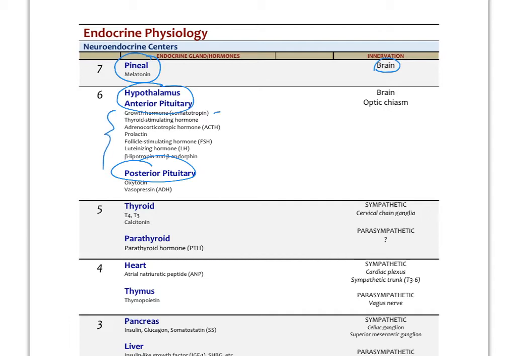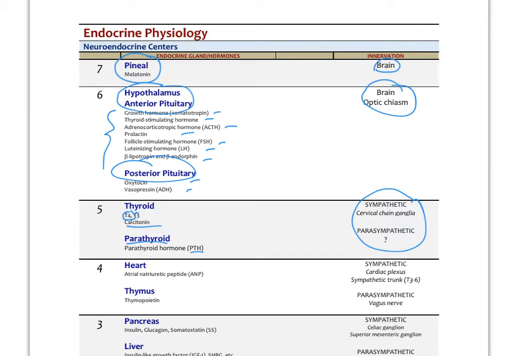So growth hormone, thyroid stimulating hormone, ACTH, prolactin, FSH and LH, the lipotropins and endorphins, as well as oxytocin, vasopressin. These also are part of the brain, just below the optic chiasm. And then the thyroid down here in the neck. We have the thyroid gland, which secretes primarily T4, some calcitonin, and the parathyroid, which secretes parathyroid hormone. This is surrounded by the sympathetic, the cervical chain ganglia.